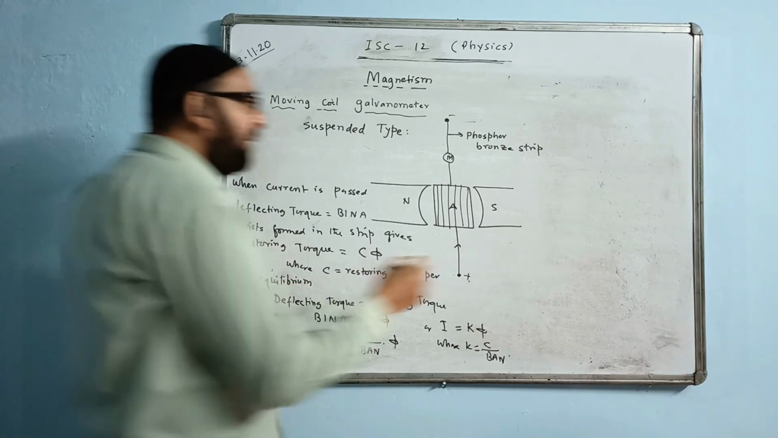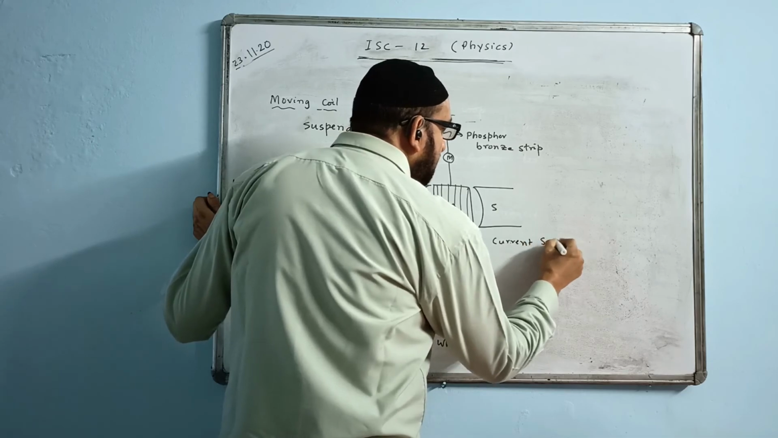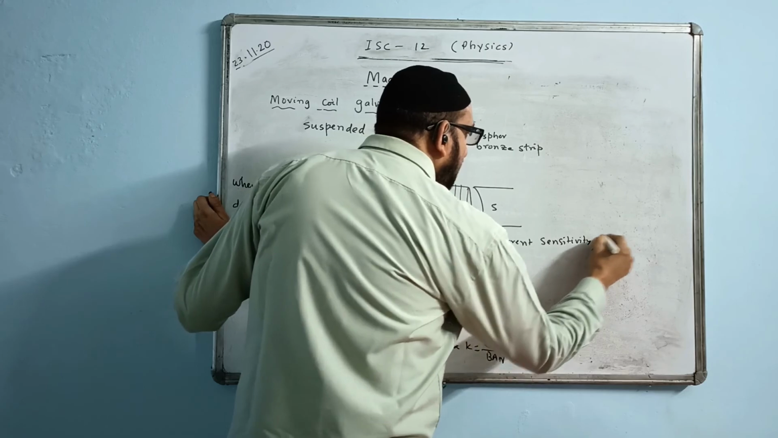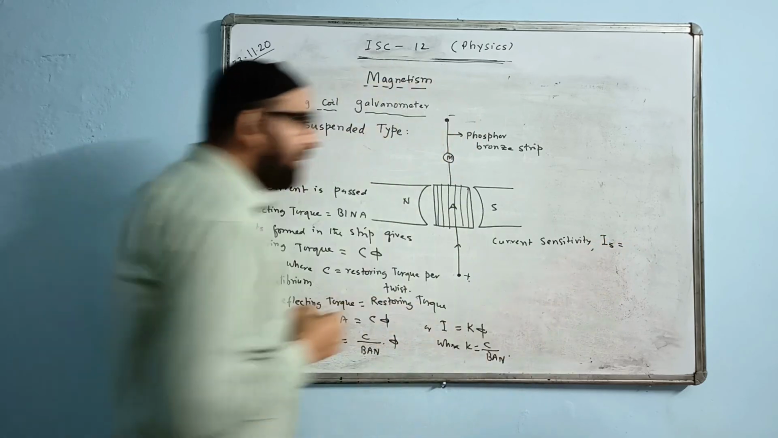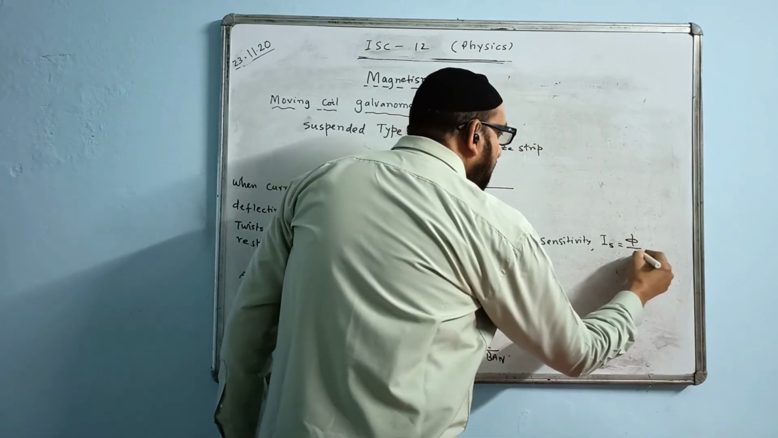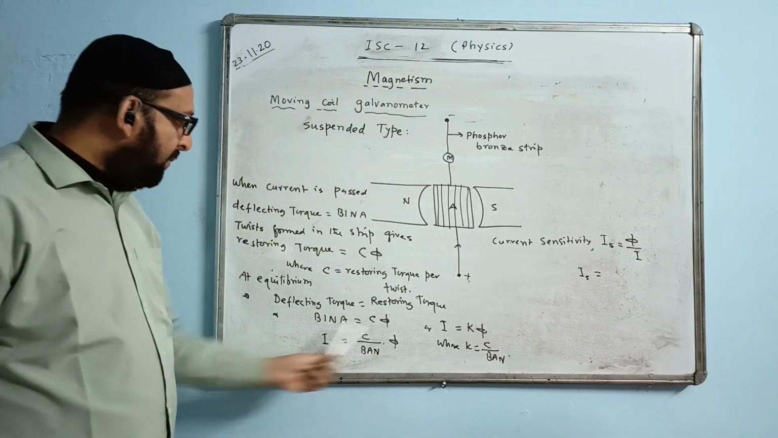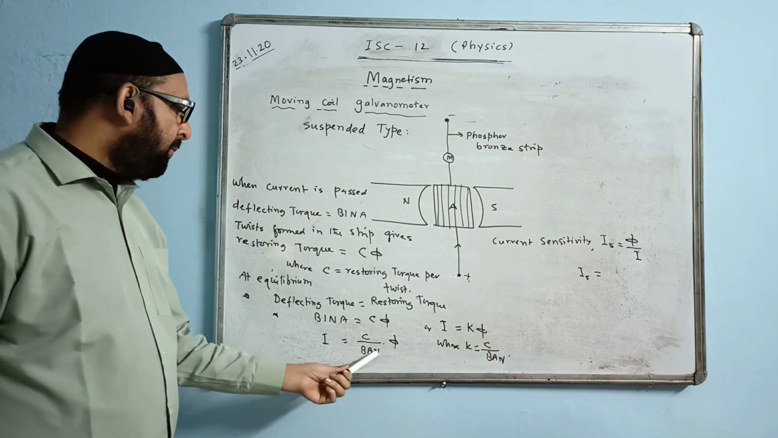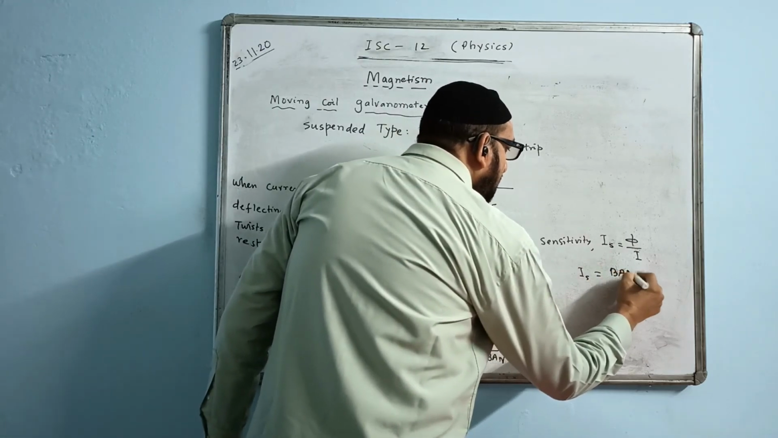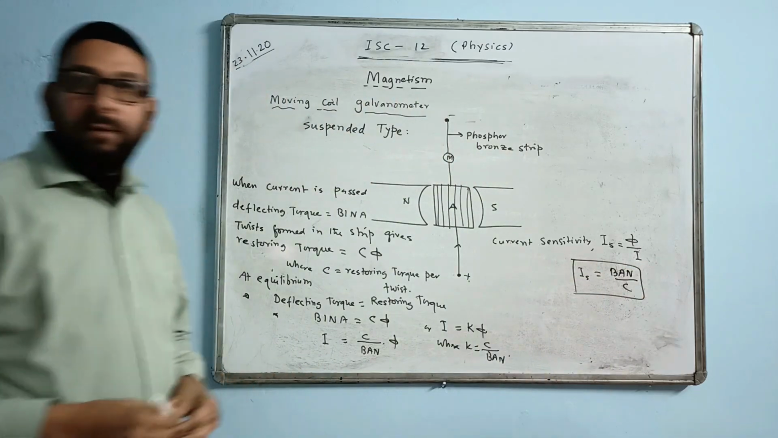Here we write one more thing. Write the current sensitivity, denoted by IS. IS means current sensitivity. Current sensitivity is phi upon I. Phi upon I. This is called current sensitivity. Look at the equation, phi by I. If we make phi the subject, the answer becomes BAN by C. It becomes BAN divided by C. This becomes the formula of current sensitivity.